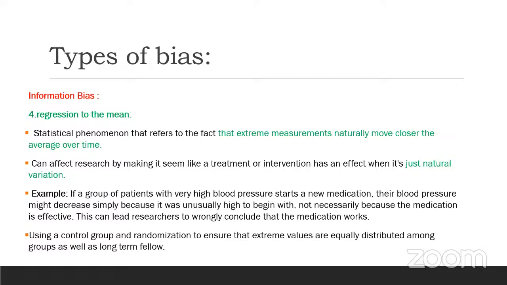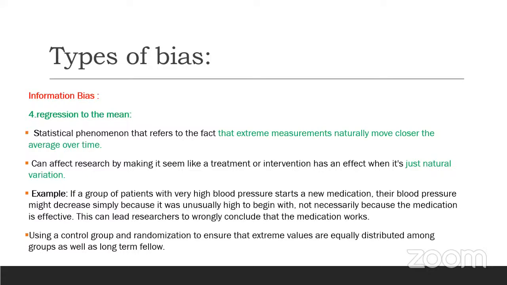The fourth type is regression to the mean. Regression to the mean is a statistical phenomenon that refers to the fact that extreme measurements naturally move closer to the average over time. It can affect research by making it seem like a treatment or intervention has an effect when it is just natural variation. An example: if a group of patients with very high blood pressure starts a new medication, their blood pressure may decrease simply because it was unusually high to begin with, not necessarily because the medication is effective. This can lead the researcher to wrongly conclude that the medication works.